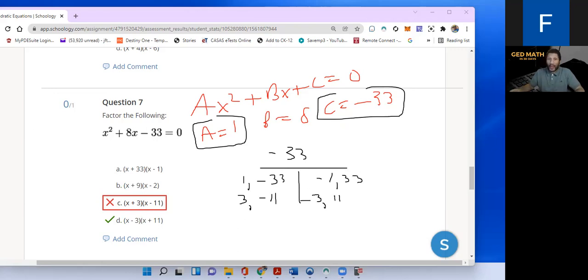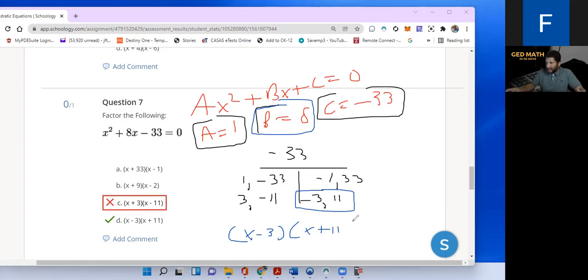You should see right away the factor pair that's going to give you b. So what factor pair is going to give you 8? Negative 3 and 11. So you just rewrite those: x minus 3, x plus 11. This is how you factor.